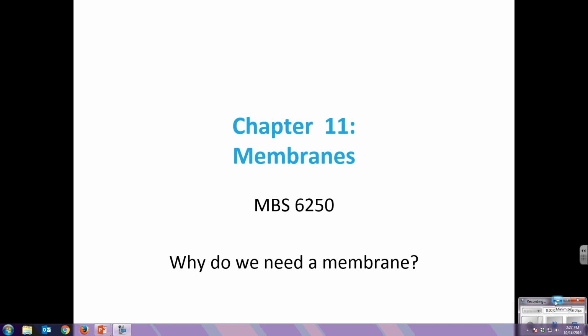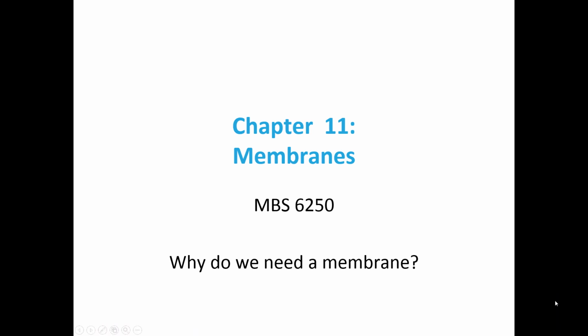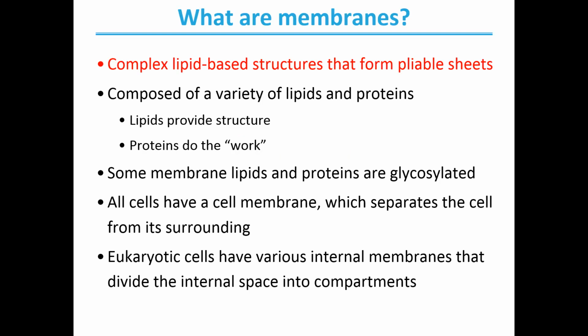Now that we have finished our discussion of lipids, we now move into Chapter 11, where we look at how lipids are incorporated to produce our membranes. The first thing we need to consider is, why do we need a membrane? A membrane is going to allow us to separate the internal from the external environment.